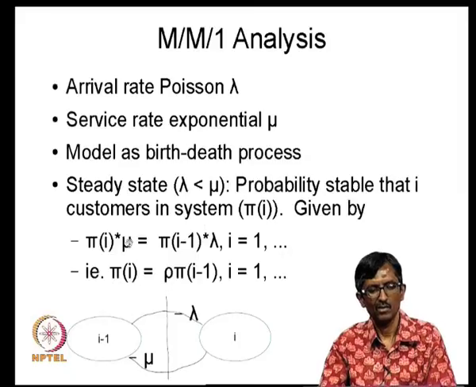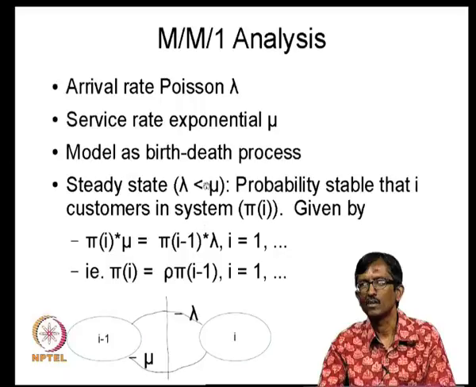Pi of I and a job getting finished, and that gives pi of I equal to lambda by mu times pi of I minus 1, where lambda by mu is rho. This is called utilization, and lambda by mu is less than 1, because I am assuming lambda is less than mu. So pi of I equals rho times pi of I minus 1, and this is true starting with I equal to 1, 2, etc.